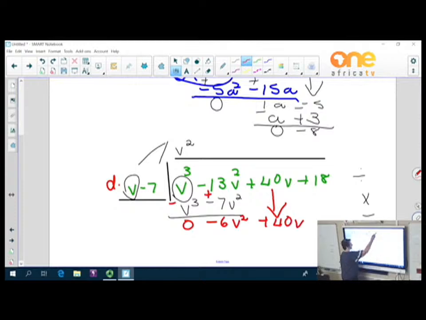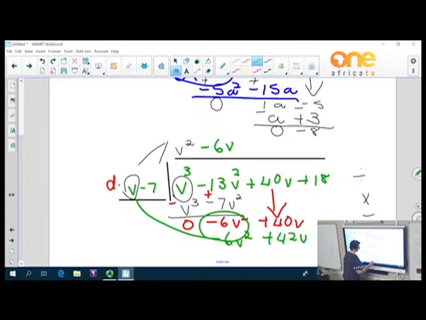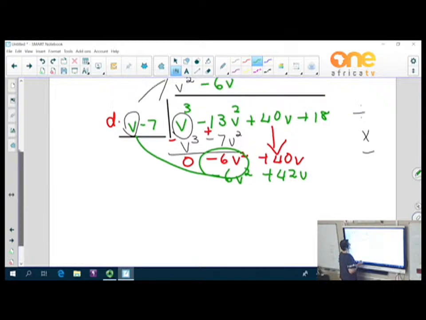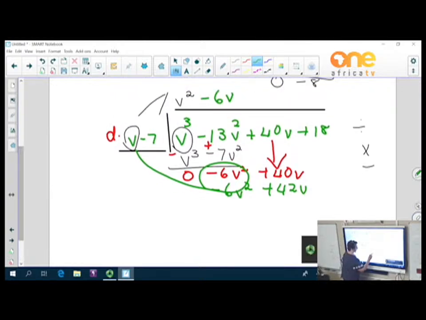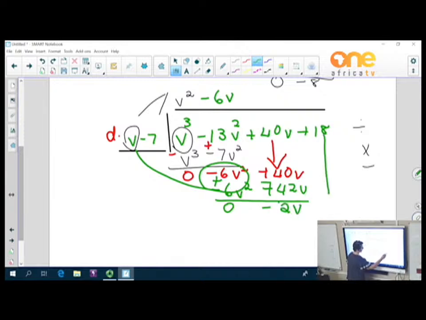And we repeat. How many times will v divide into negative 6v squared? Negative 6v times. Multiply, then you have negative 6v squared plus 42v. And we subtract, so we change the second signs. We change the second signs now here. This one eliminates. This one is negative 2v. Bring down that last term of 18.